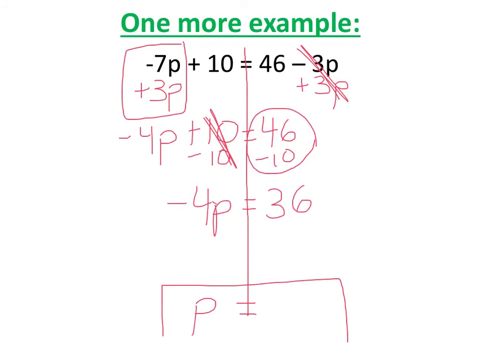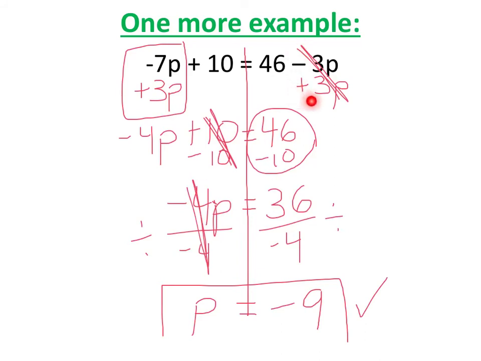And my final step is to cancel out the negative 4. That's negative 4 times p. So to cancel out a value that's being multiplied with our variable, we have to divide. Those cancel out, we get our p alone, and 36 divided by negative 4 gives us negative 9. So p equals negative 9 is our solution.